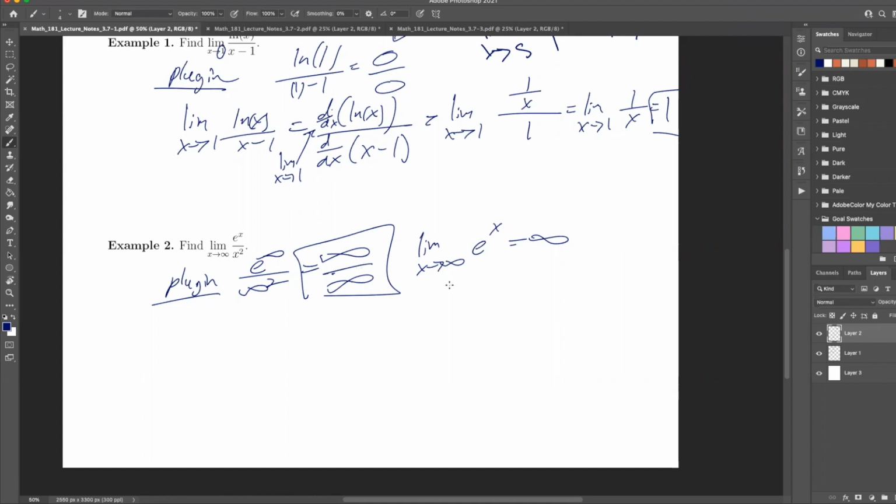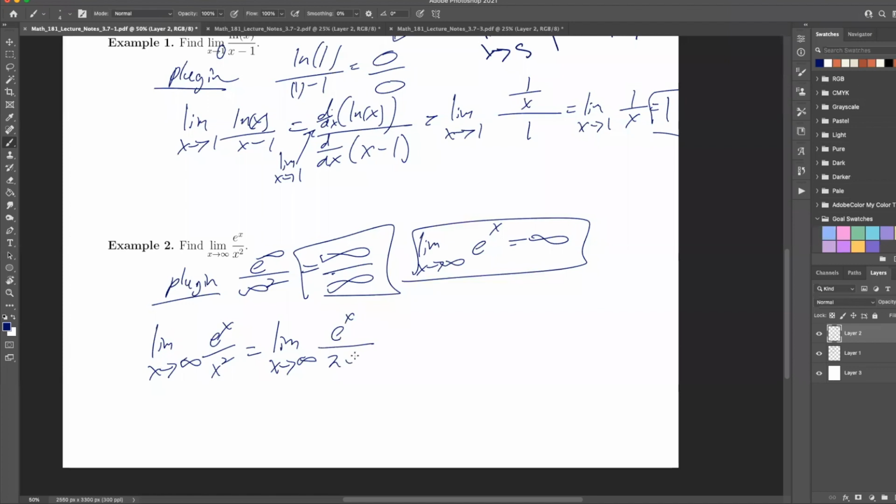So here, this is an indeterminate form. Technically, what we're doing when we're plugging it in is we're actually just taking the limit and finding out it's infinity. But I just plug it in. So here we can say the limit as x goes to infinity of e to the x over x squared is equal to the derivative. Well, the derivative of e to the x is e to the x. The derivative of x squared is 2x.